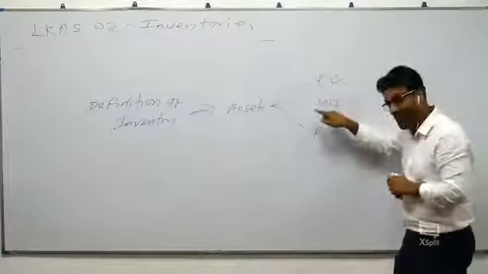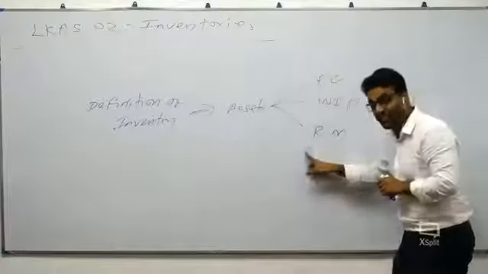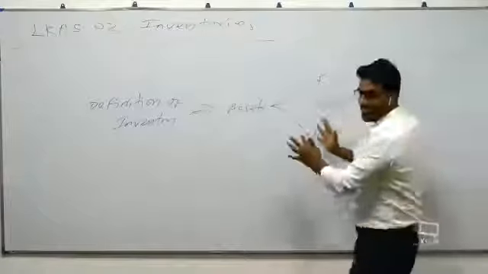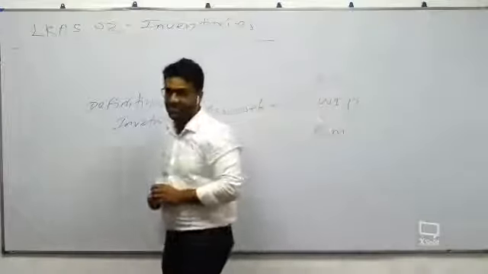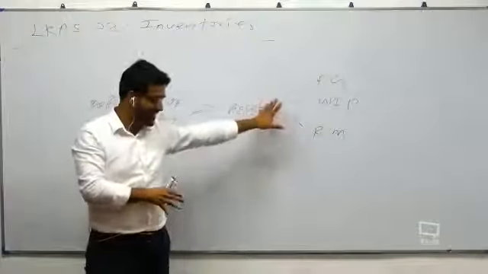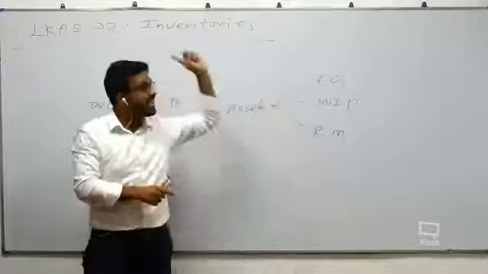I'm going to give you what is finished goods, what is work in progress, and what is raw material. The explanation of each individual, that whole thing will be the definition. So write it down first. Then later you write my definition. This is a better, easier definition. But first write what LKS 2 says.